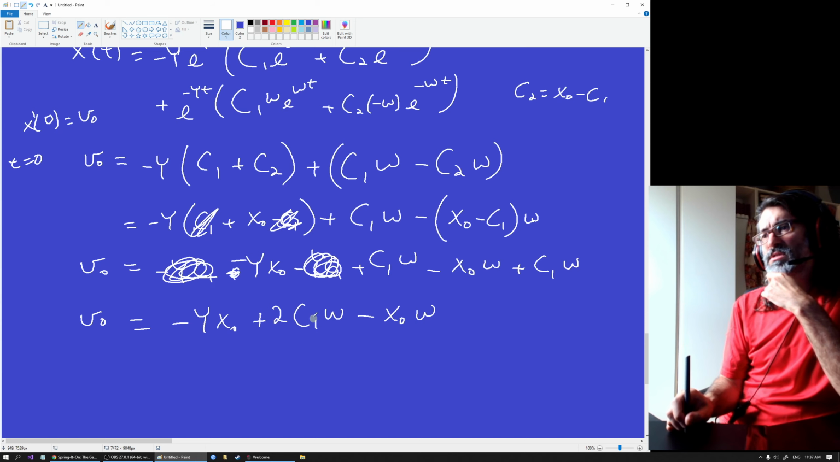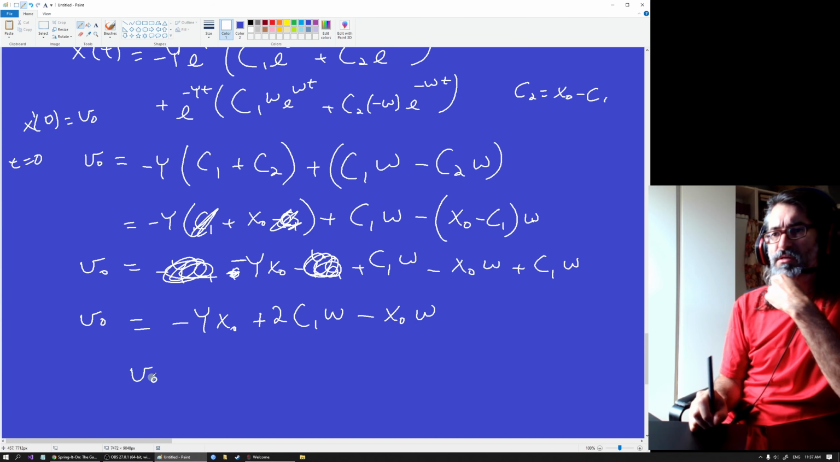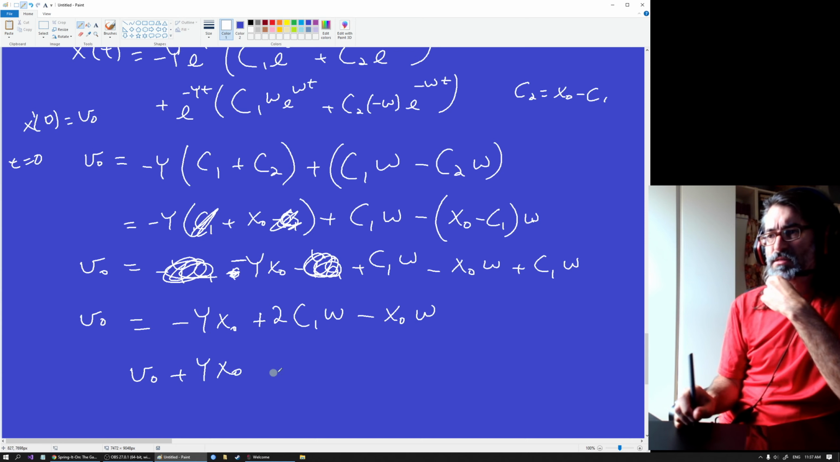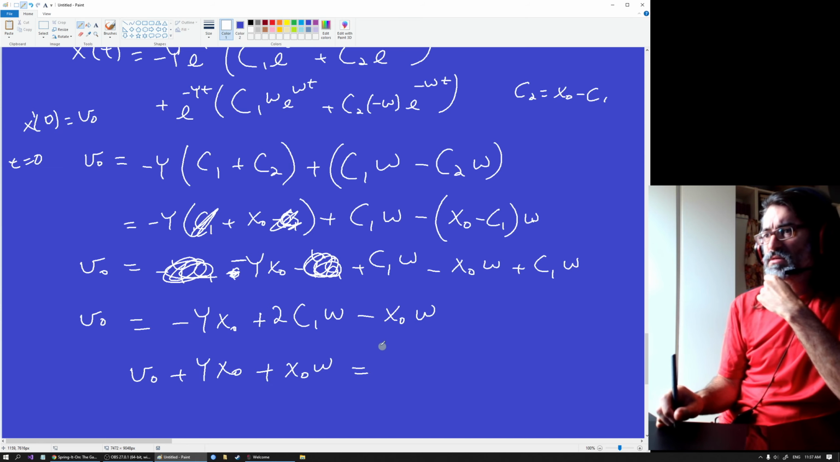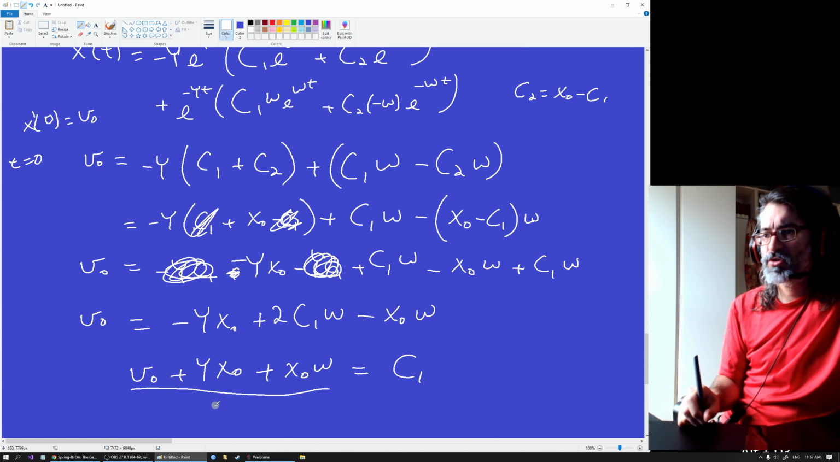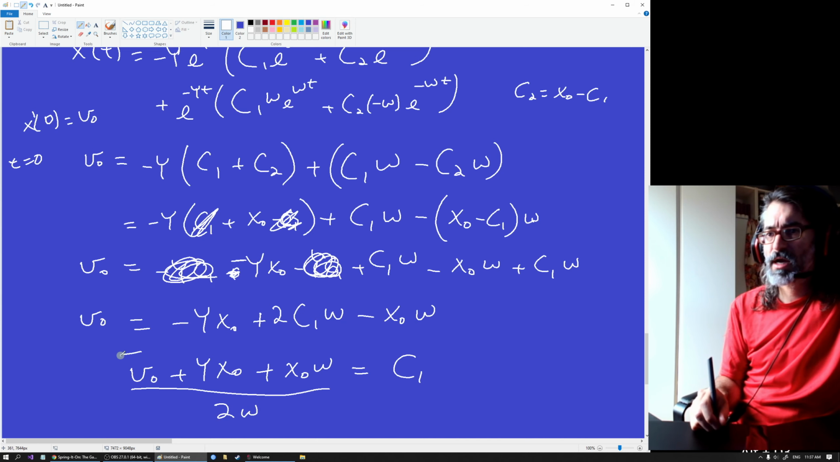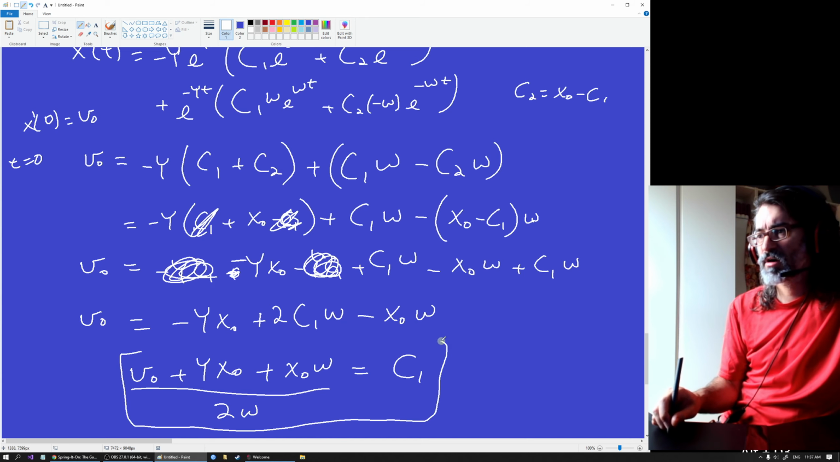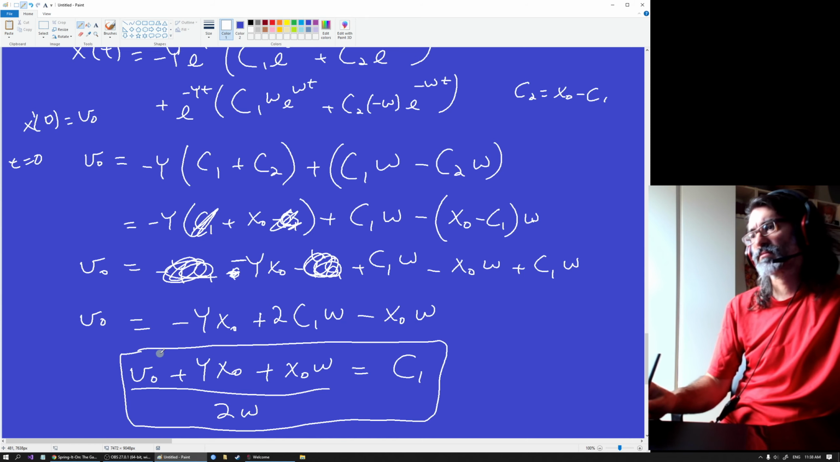So now what we actually want is to isolate c1. So let's bring everything to the other side. So v0 plus y x0. This one, the other side is going to become plus x0 w. This is equal to c1 w. What we actually want is c1, so bring the 2w to the other side, 2w, and we got it. We have our c1 constant.